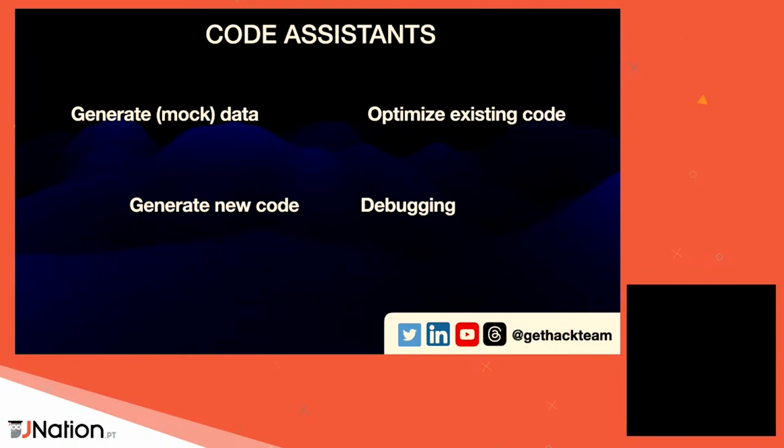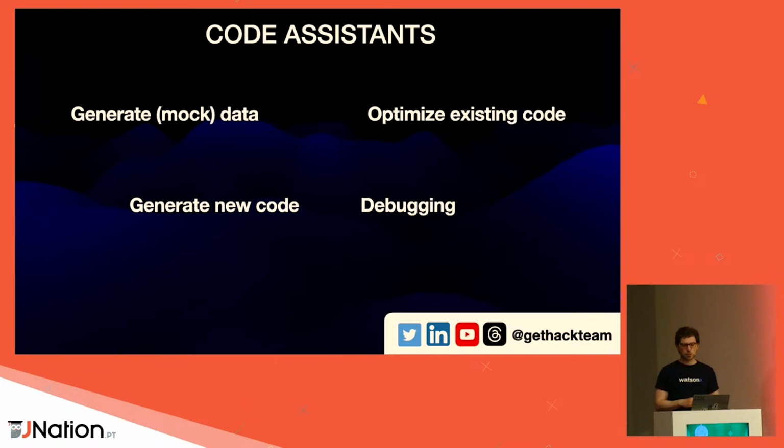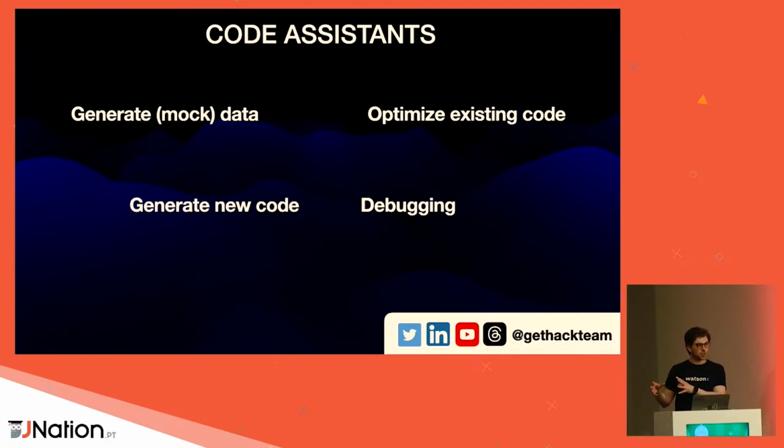I use it a lot to generate mock data. So whenever you start to build something, you probably don't want to connect to APIs already or connect to a database. You just need a bit of JSON or whatever type of mock data you're using. You can also use it to optimize existing code. I don't really do this because I usually have it generate code and then I redirect the code. And also for stuff like debugging.